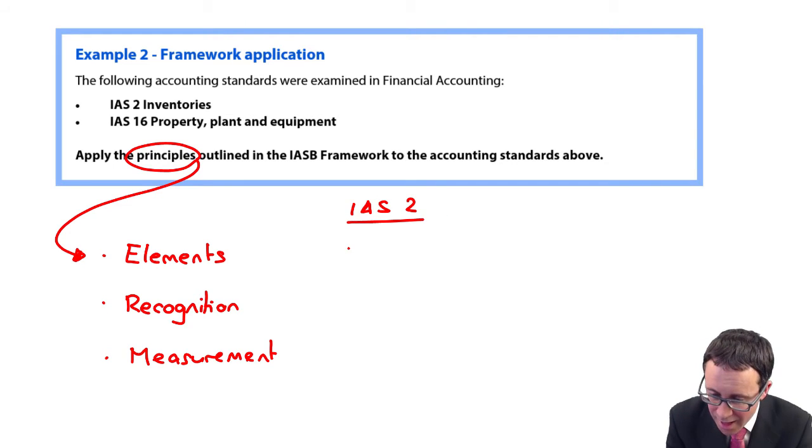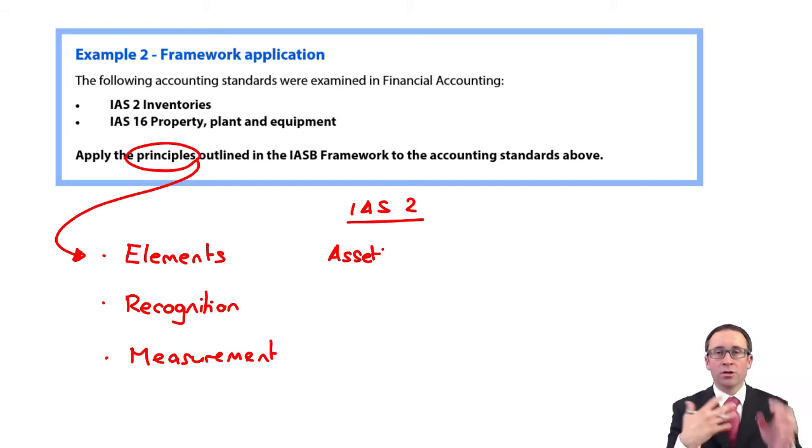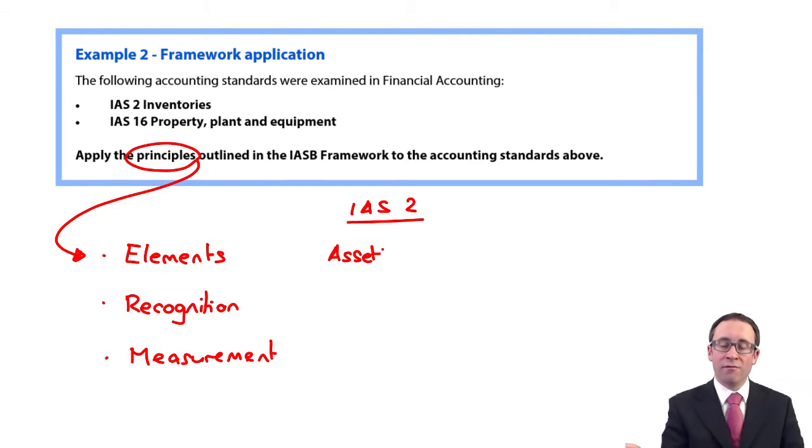So if I'm thinking about the elements, I would be thinking about the definition of an asset. It's a resource controlled by the entity that gives rise to an inflow of economic benefits, isn't it? Okay, we control that inventory. It's within our warehouse. We can determine what we do with regards to the sales, so it's under our control. There'll be an inflow of economic benefits because we will go through there and hopefully sell it at some point in the future.